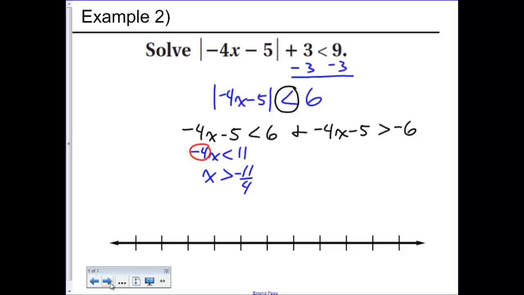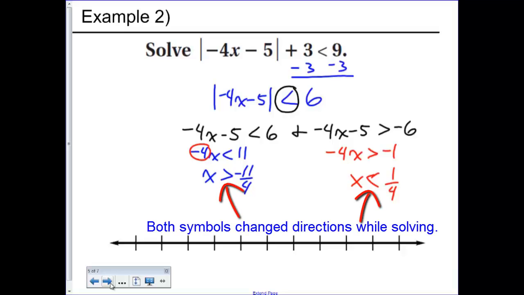Continue solving the other side. Negative 4x is going to be greater than negative 1. X is then going to be less than positive 1/4. Negative over negative is positive, and 1/4 is 1/4. Again, we had to switch our sign because we ended up dividing by a negative on both sides.